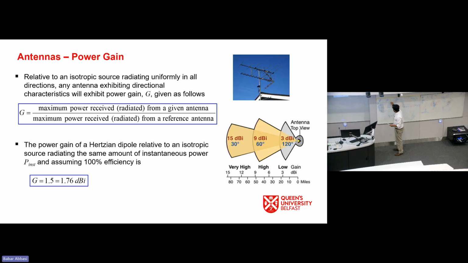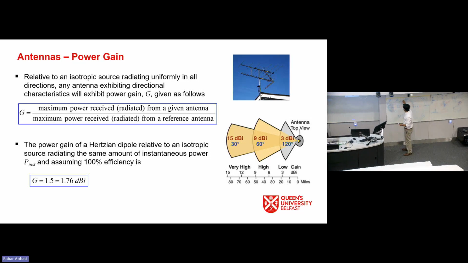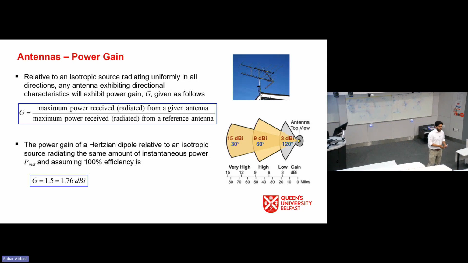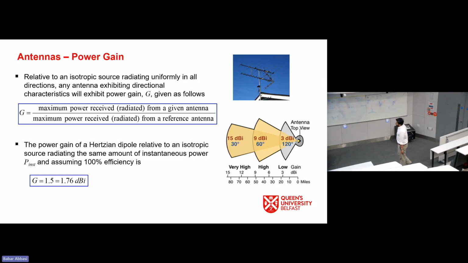100% not possible. So if I have an antenna that is 90% efficient, it's good enough. Even 80% efficient, even 60% efficient, good enough. From application to application, it's different. But ideal 100% efficiency is not possible.